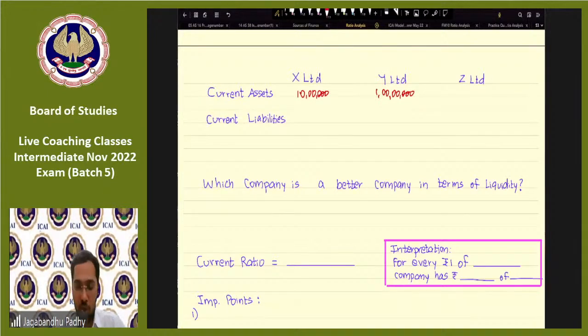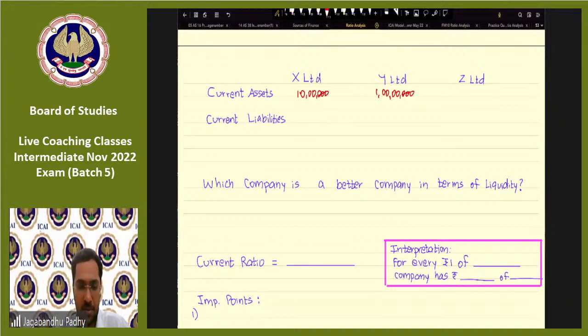Can you tell me which of these two companies is more capable of honoring their creditors or paying their creditors by looking at just current assets? Can you tell me which of these two companies has a very low chance of defaulting, by looking at just this current assets figure?